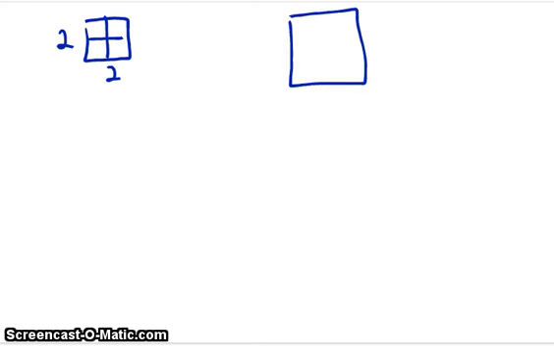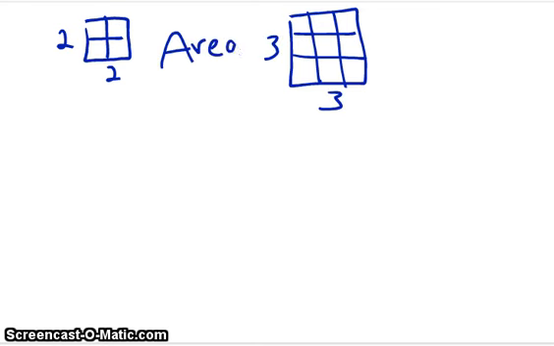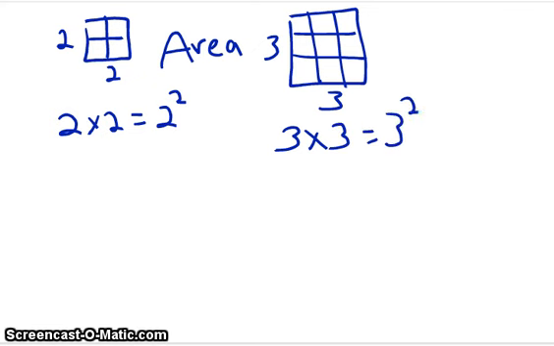Now let me show you a way that mathematicians can use exponents. I'm going to draw a square that is 2 by 2. I'm also going to draw a square that is 3 by 3. And we know that when we are finding the area of a square, we would take the side times the side. 2 by 2, that would equal 2 to the power of 2. Or for this square, it would be 3 times 3, the length times the width, or it would be 3 to the power of 2.